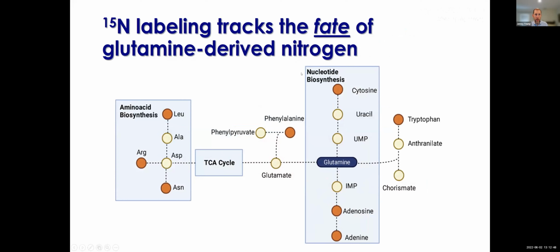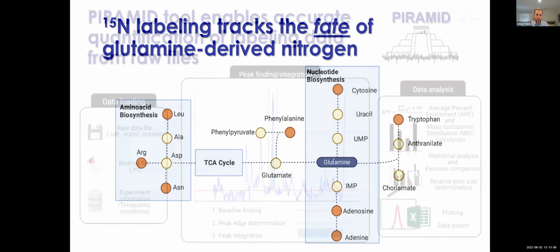The nitrogen labeling data is also interesting for tracking the fate, for example, in this case, of the nitrogen derived from glutamine. So we detect enrichment of N15 in an untargeted way in many amino acids as well as nucleotides that derive their nitrogen from glutamine.